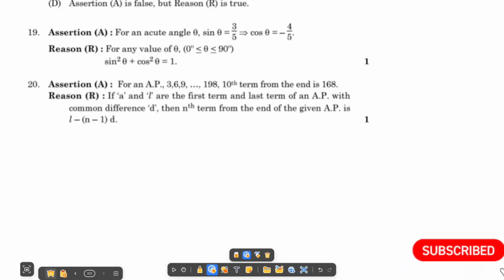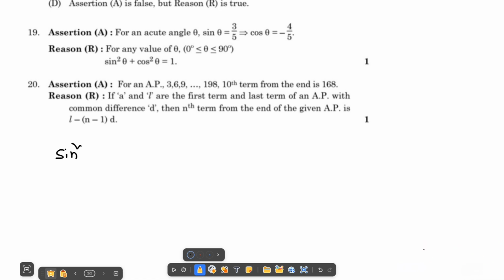Assertion, 19th question. Assertion: for an acute angle theta, sin theta is equal to 3 by 5, cos theta is equal to minus 4 by 5. We have to check whether this is true or false. How do we check? By using the first identity. What is the first identity? The first identity is sin square theta plus cos square theta should be equal to 1. If these two numbers satisfy this, then the assertion is true.